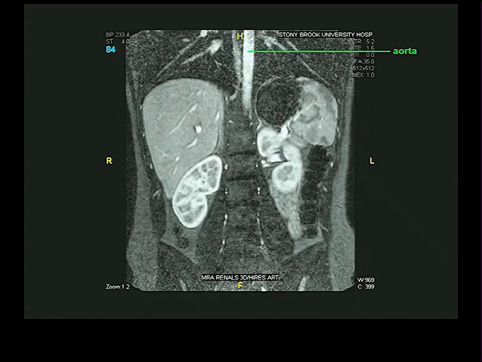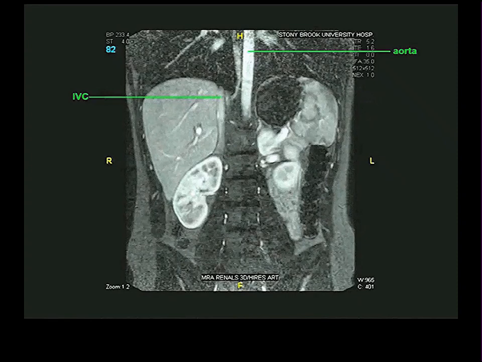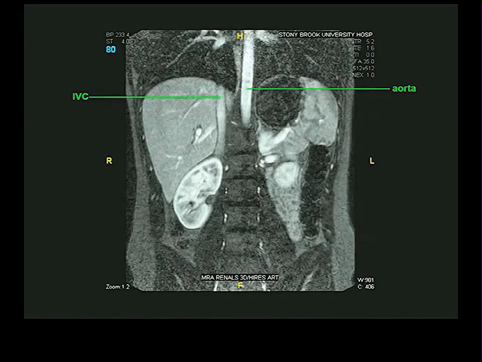We come forward again, we see more and more of the aorta. We come forward again, and we see what is there. We start to see another vascular structure, this one to the right of the aorta, and embedded in a groove on the back surface of the liver. So that is the IVC.